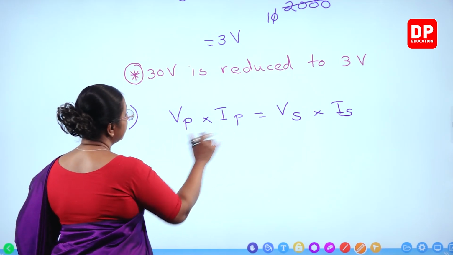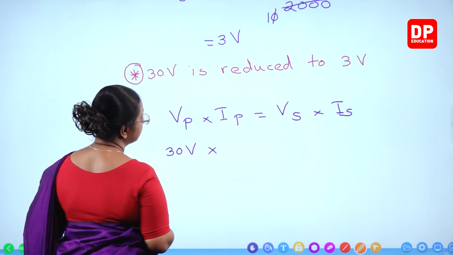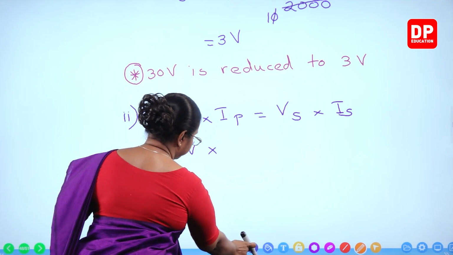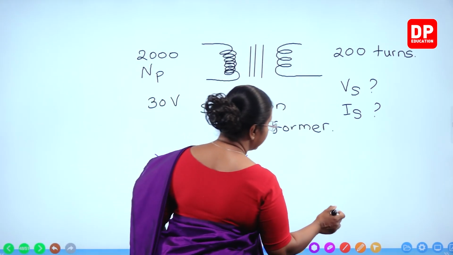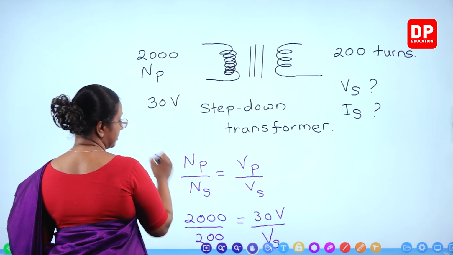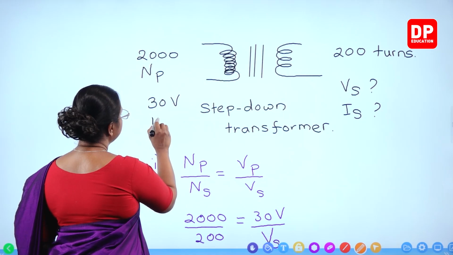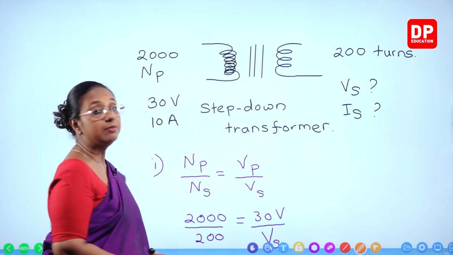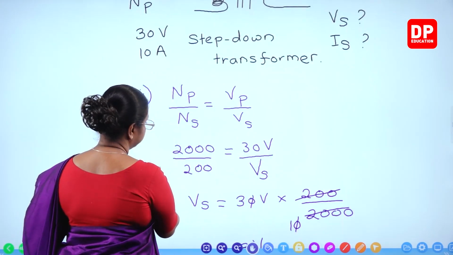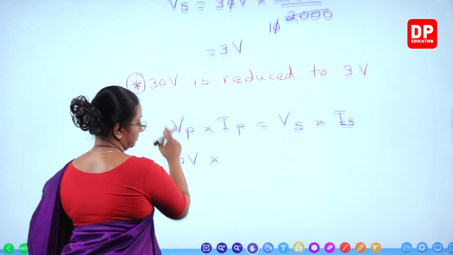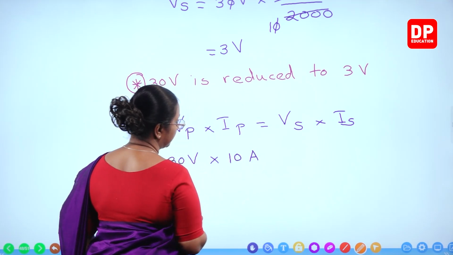So here, if we substitute V primary, you can remember 30 volts. And what is the current that is supplied? Here, okay, I have to give you the current. Let's say a current of 10 amperes is supplied. Say 10 ampere current is supplied as the input current. Then we need to find the output current. So here, input current is 10 amperes.